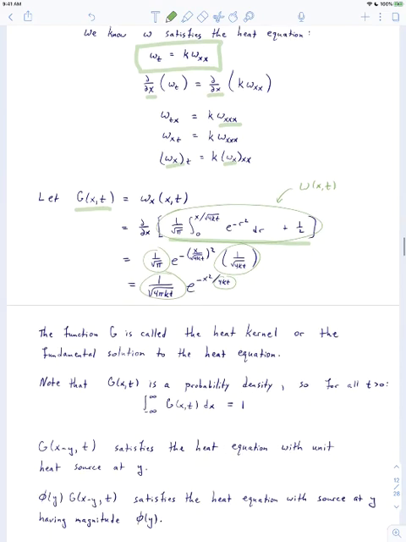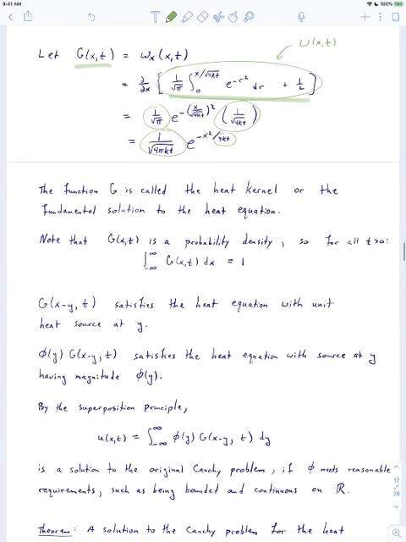This is an important function, and so it has a name. Actually, it has several names. The function g is called the heat kernel, or the fundamental solution of the heat equation. It's also called the Green's function, which is why we call it g for Green.